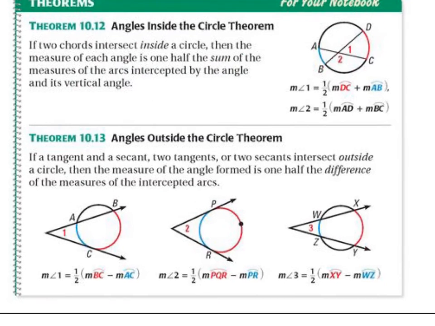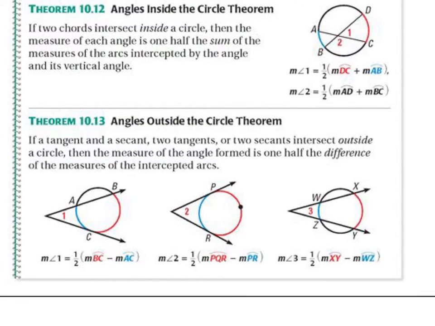Now when they are formed outside the circle, many things take place. If a tangent and a secant, two tangents, or two secants intersect outside a circle, then the measure of the angle formed is 1/2 the difference of the measures of the intercepted arcs. What does that mean? Essentially, we have a secant and a tangent. Remember, a secant intersects at 2 spots. We would take the measure of the 2 intercepted arcs and subtract them. Inside the circle, we are going to add them. Outside of the circle, we are going to subtract them. Always subtract them such that you get a positive answer, and then divide by 2.